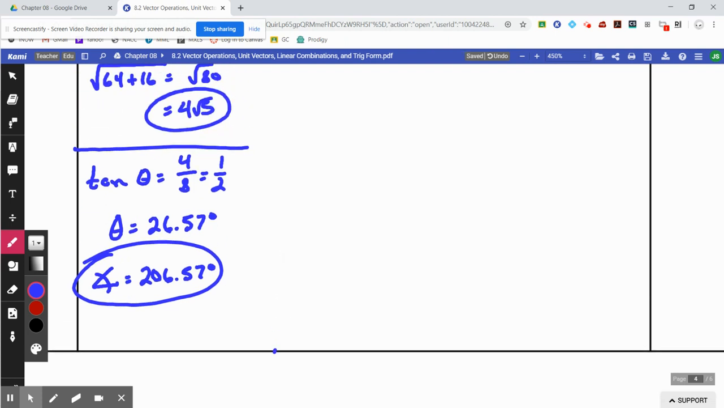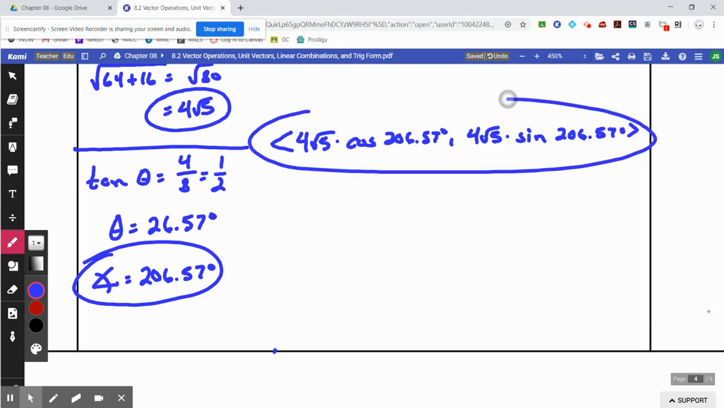So then now I have my magnitude, I have my angle. So therefore my trig form is going to be magnitude times the cosine of 206.57, and the magnitude times the sine of 206.57. And again, there is your trig form.